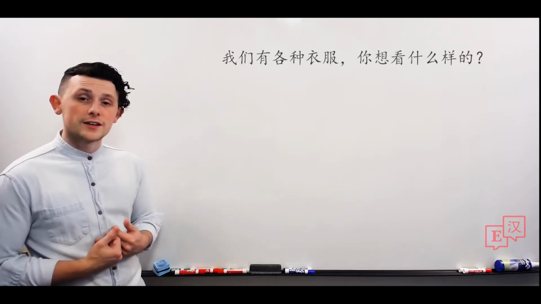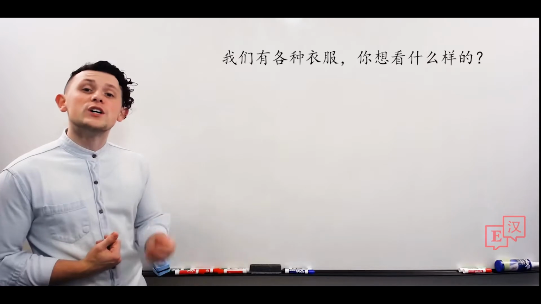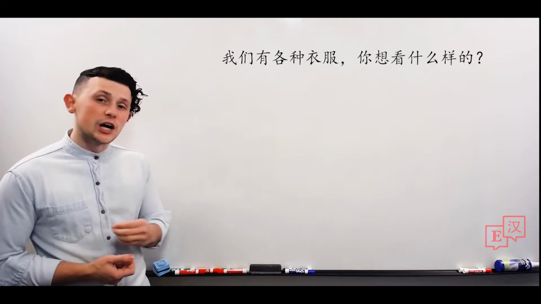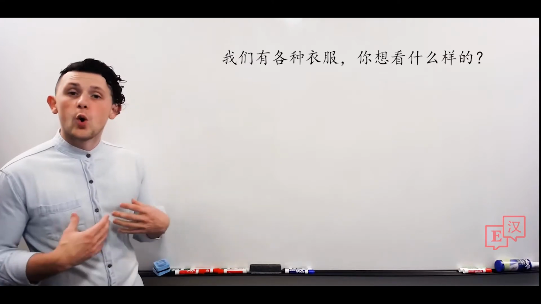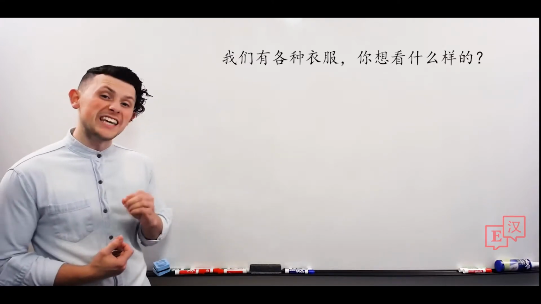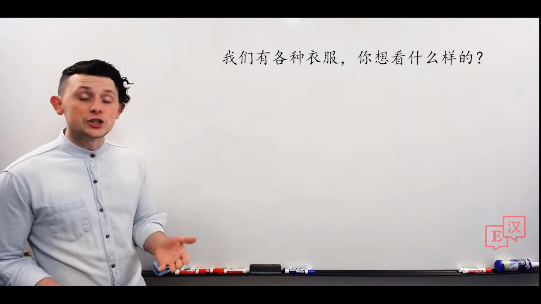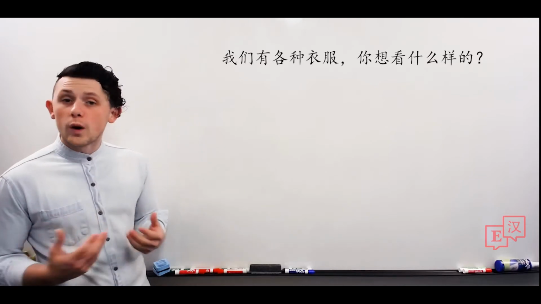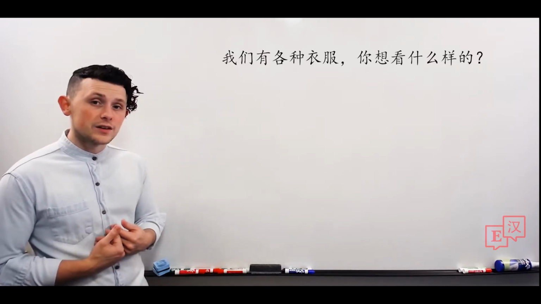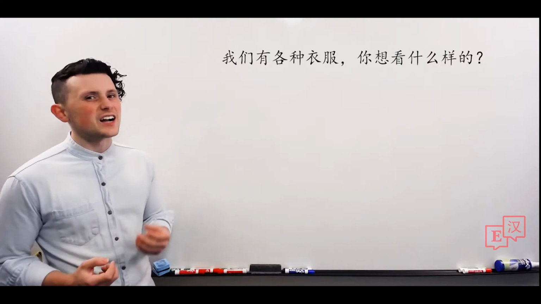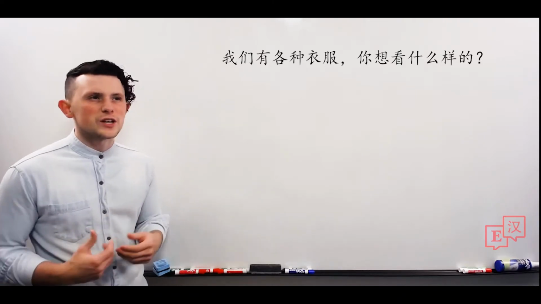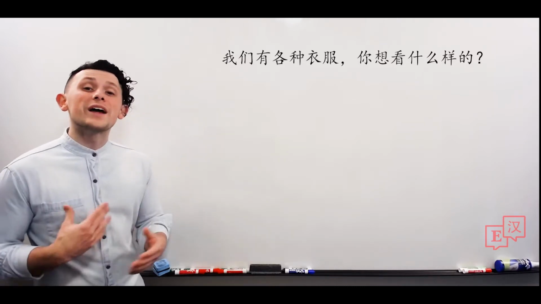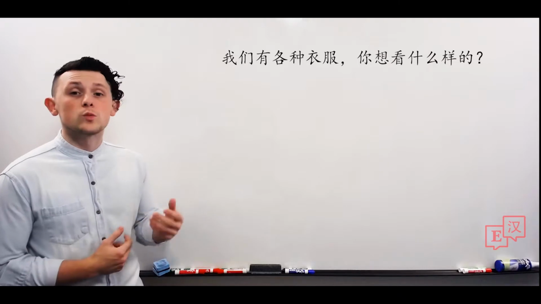So our first, 我们有各种衣服。你想看什么样的？ So we have all kinds of clothes. What would you like to see? So in Chinese, we wouldn't really say 你想看什么? It sounds a little strange, like what do you want to look at? The answer to that would be clothes. So what they ask is what kind or what type of clothes would you like to see?